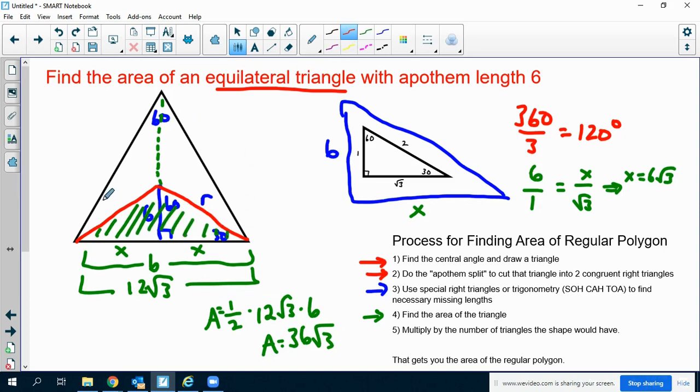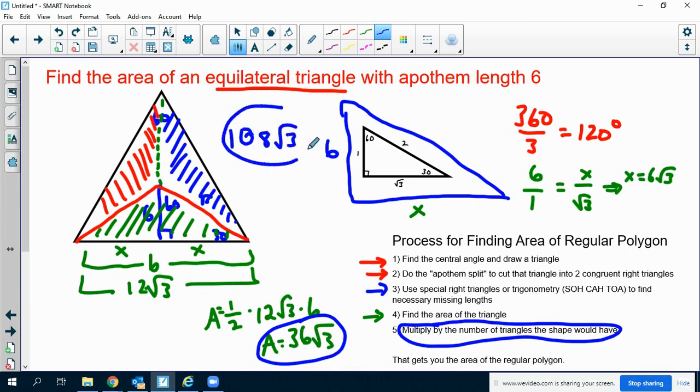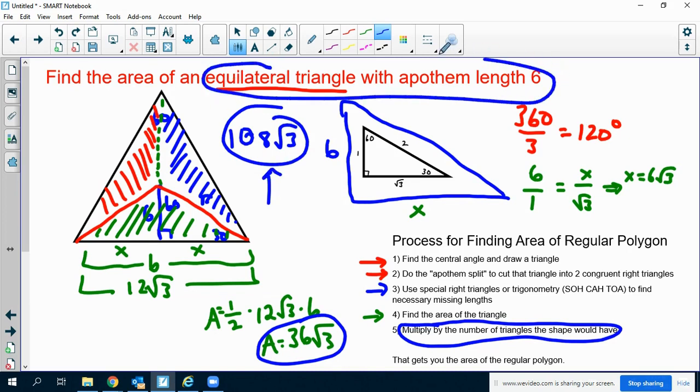Now, the area of this triangle would also be 36 root 3 because it's the same thing. And the area of this triangle is also 36 root 3. So what I have to do is I have to take this 36 root 3 and multiply it by 3 because that's the number of triangles that this shape would have. So 36 root 3 times 3 is 108 square root of 3. And that's the area of this equilateral triangle with apothem length 6.